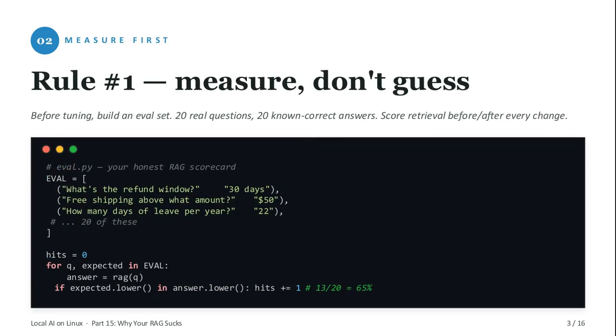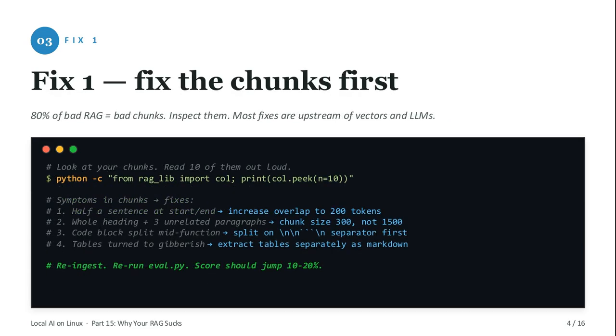Which brings us to rule number 1, measure, don't guess. Before you change a single setting, sit down and write 20 real questions your users actually ask, with the 20 answers you know are correct. Then loop through them, run your RAG, and check if the expected string shows up in the response. That's it. 30 lines of Python and suddenly you have a scorecard. Maybe you're at 13 out of 20, 65%. Ugly number, but now it's an honest one, and every tweak from here on either moves it up or it doesn't. So with that scorecard in hand, here's where almost everyone should start: the chunks themselves.